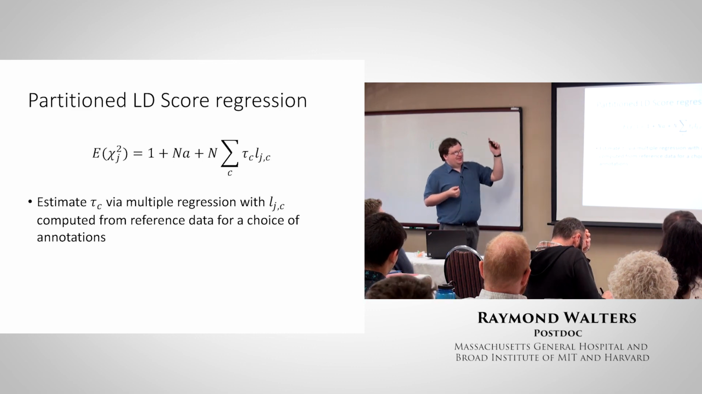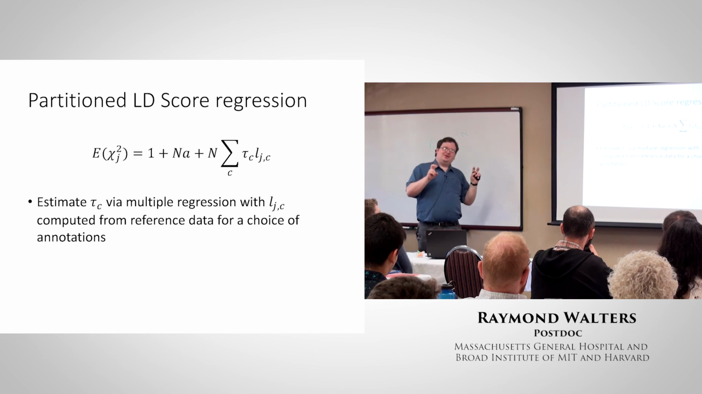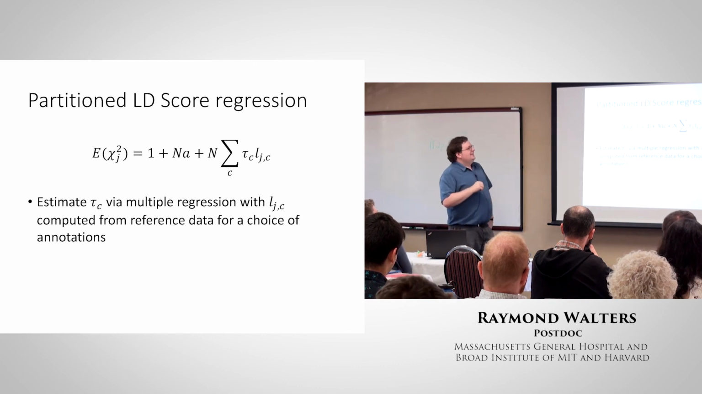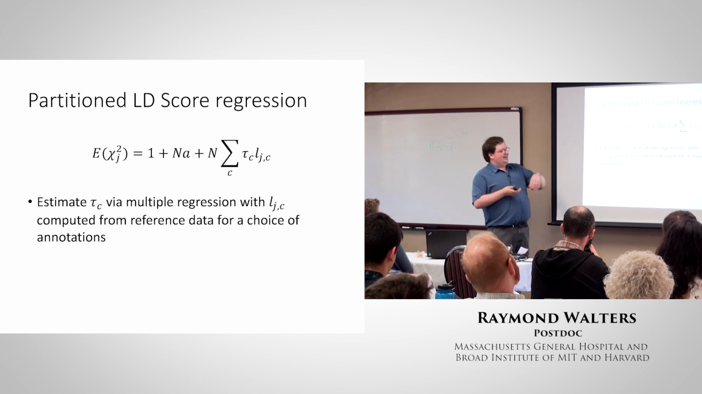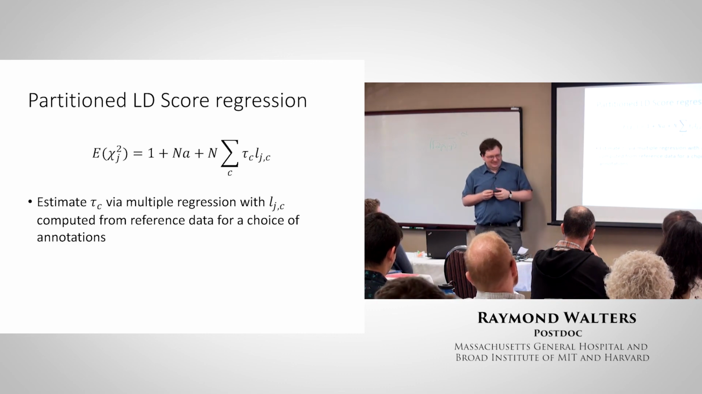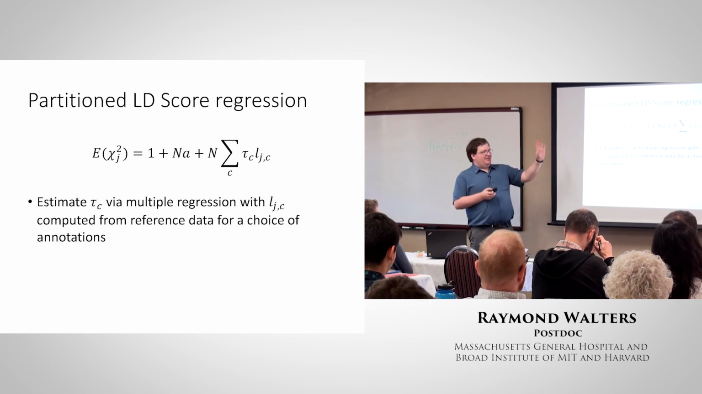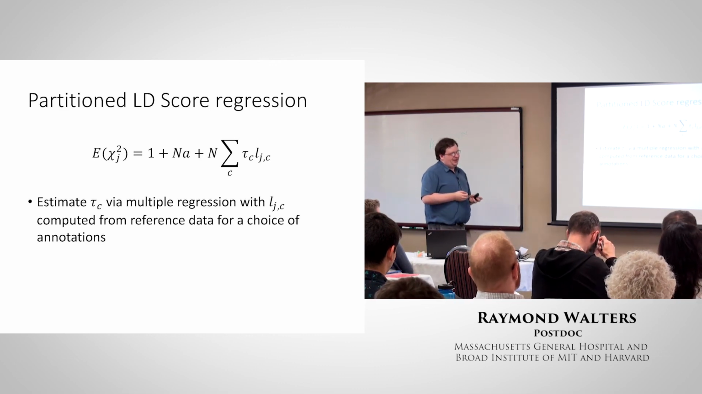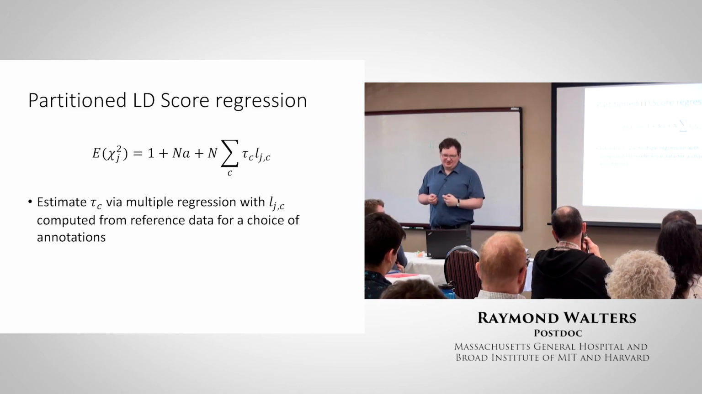Right, and so that leaves us to an equation that looks very much like our quote-unquote fundamental theorem of LD score. I don't like it, but it's useful. And instead of a simple regression, we now have a multiple regression where we have our set of categories that we're regressing against, and each has its own LD score that's, again, computed from our reference data based on our choice of annotations.